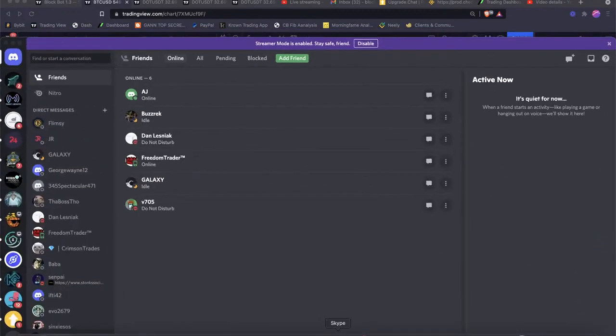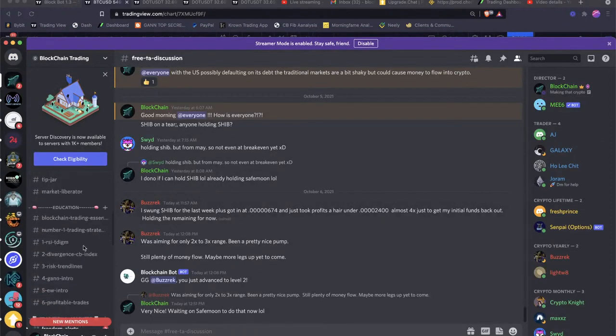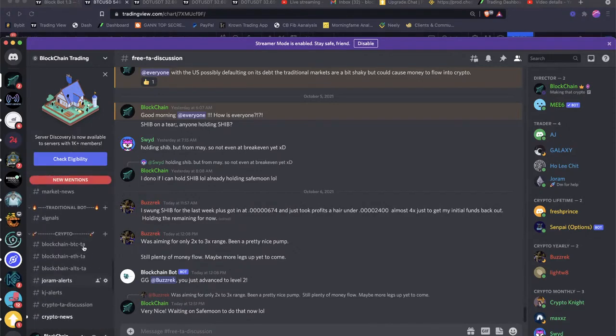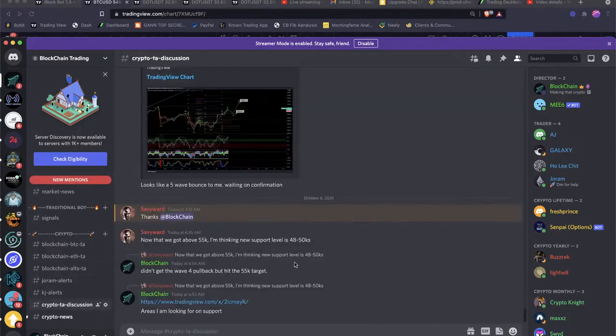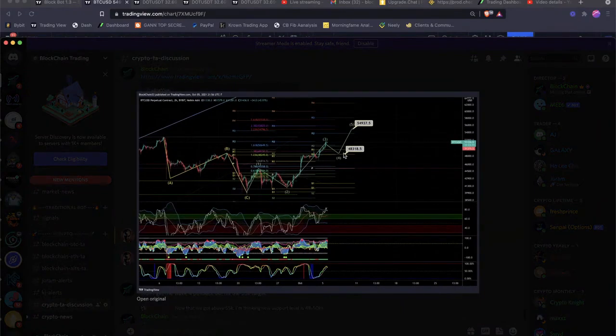So if we go into the Discord here, let's see. Right, so yeah, this is where we were yesterday. So that's where I was looking for a deeper retrace down here, basically the 48.3 for a wave 4. I was counting this as a completed 5-wave move for a 3rd wave, but we didn't get that. So I'm gonna have to reevaluate a little bit and kind of go from there.